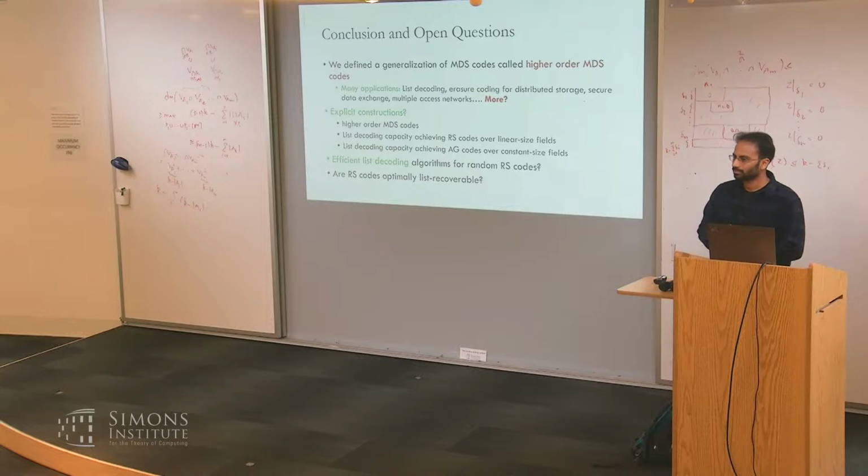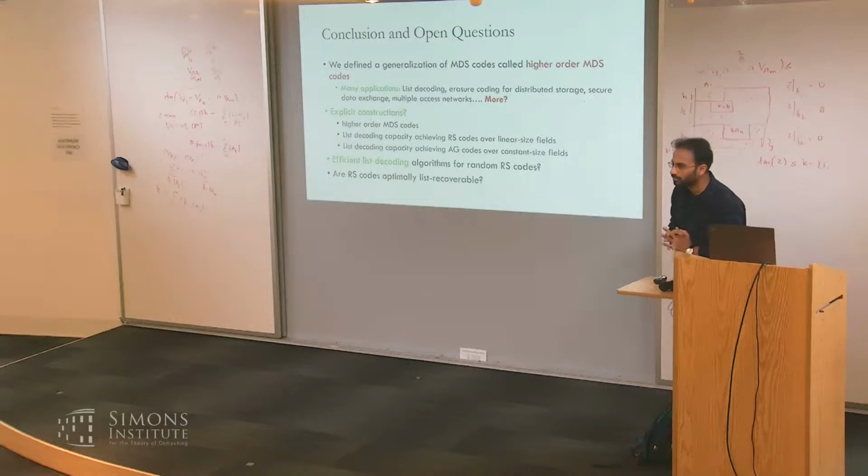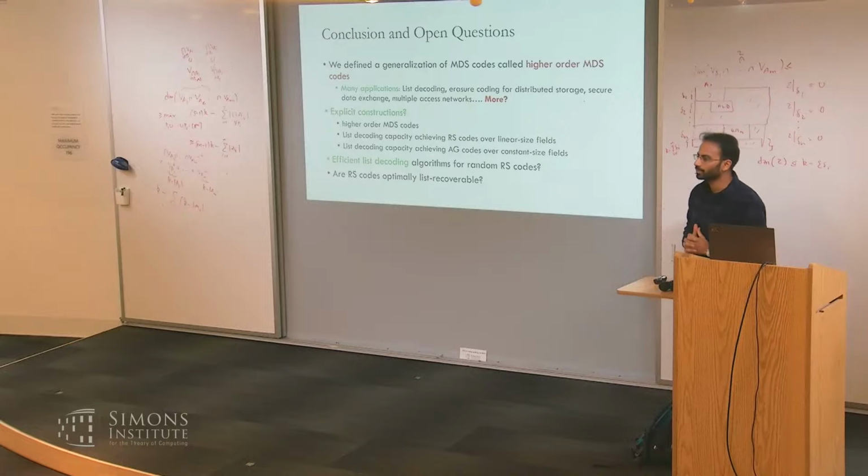Questions? We don't even have the RS codes over polynomial size fields. No, we don't. No. We talked about AG codes, you say it's open. Yeah.